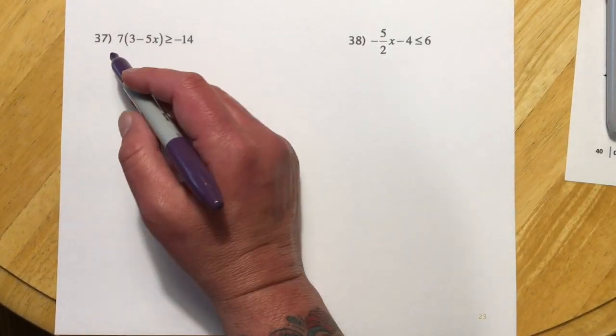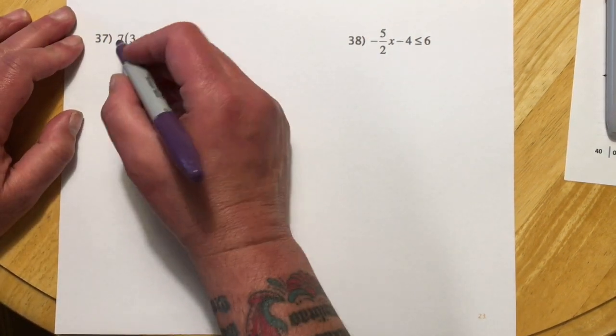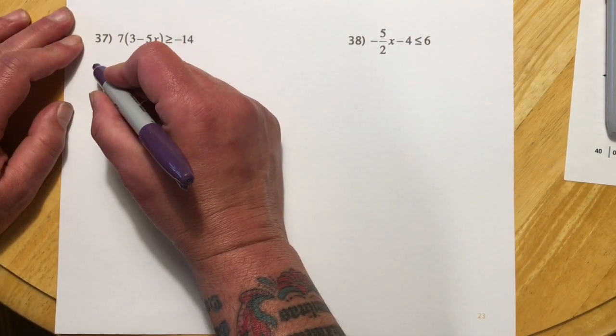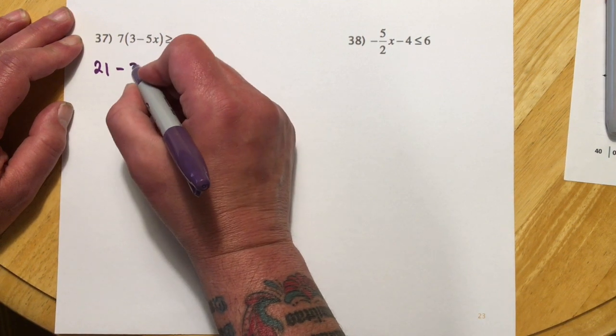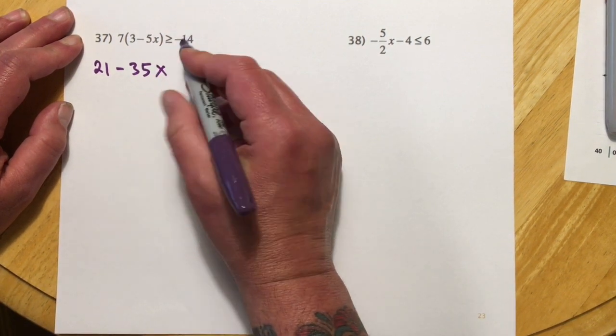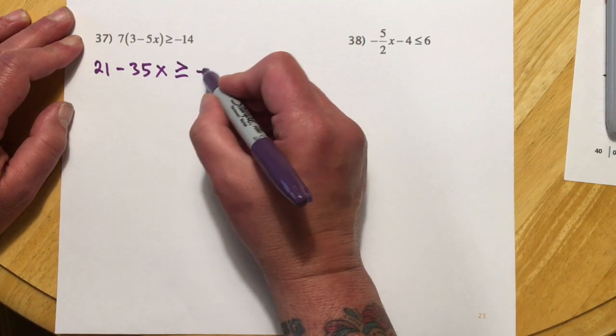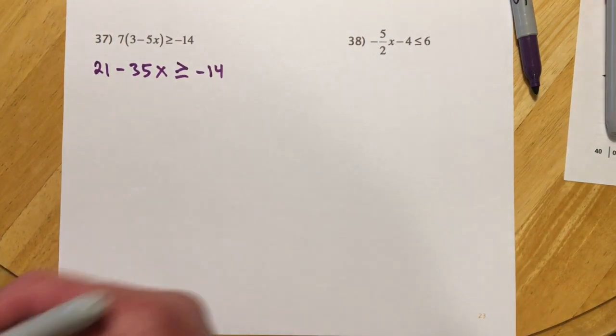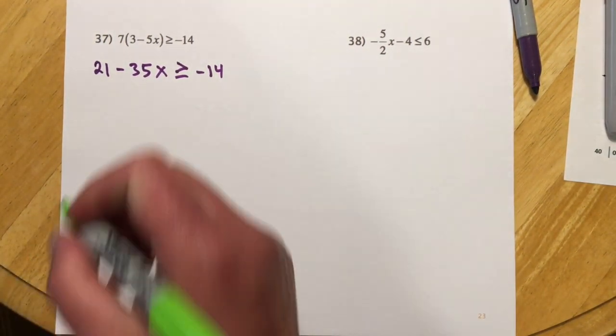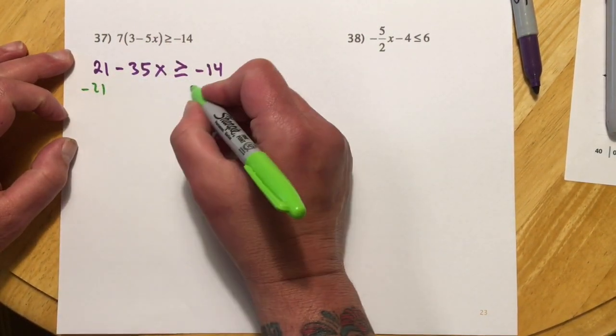Okay, so then we got some parentheses, so we'll clear those. 7 times 3 is 21. 7 times 5, that's going to be a negative 35x. And then greater than or equal to negative 14. I'm going to bring that 21 over. So negative 21 on both sides.